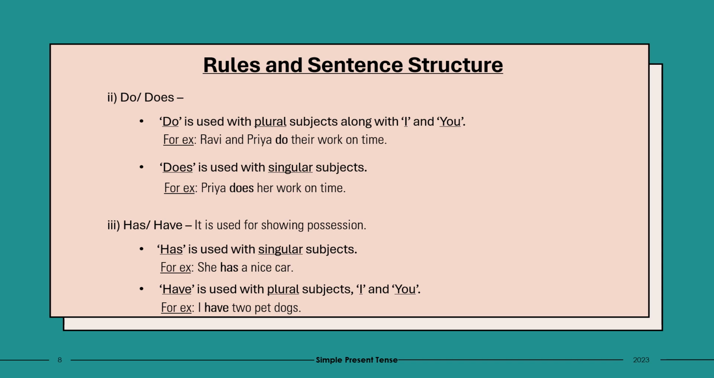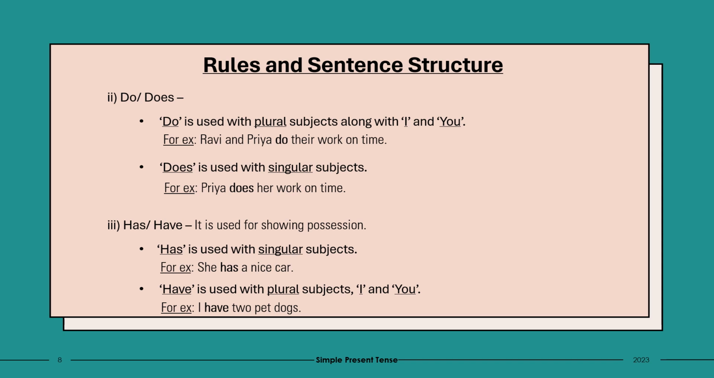And do is used with plural subjects along with I and you. So we use do with plural. For example, Ravi and Priya do their work on time. Similarly, I do my work on time. You do your work on time. So with I and you also, we will use do. Not does, but do. Okay.